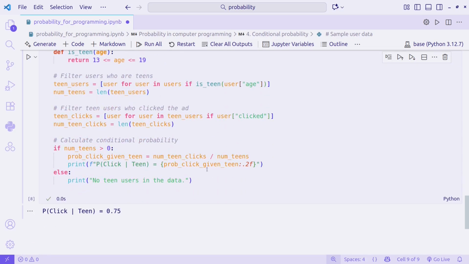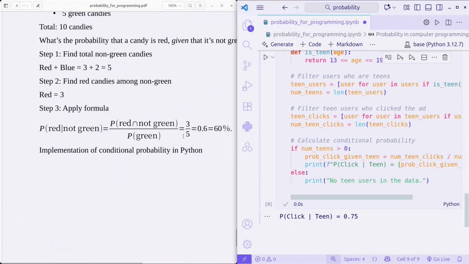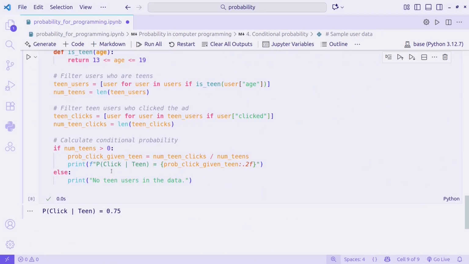That's why I'm able to do the conditional probability in this way, by dividing the number of teens who really clicked the web page by the number of teens. So this is just similar to the numerical example here, by doing the division of the numbers directly. So we have really got some teens. That's why I would go to the if part rather than the else part.